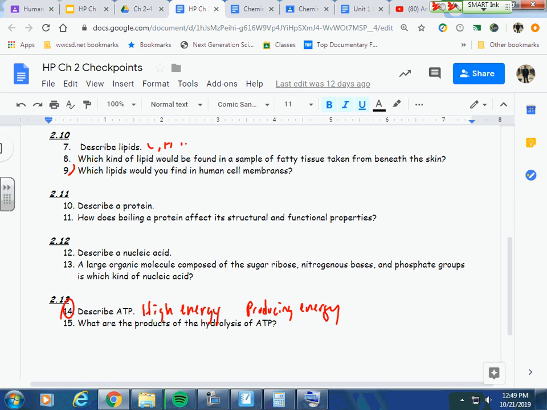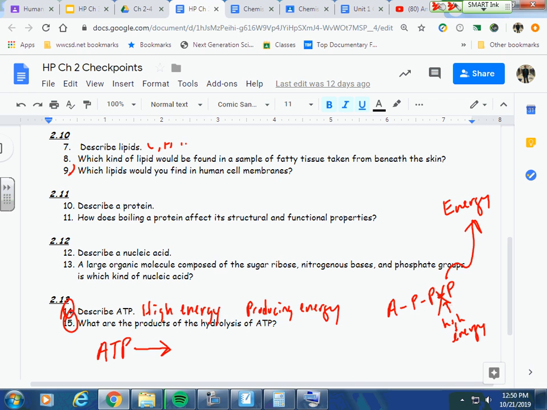So know that. And 15, so basically what we're talking about here is how is the energy actually produced in our body. And so what happens is we have ATP, which means we have adenosine, and then that's bonded to 3 phosphate groups. But this is a high energy bond. So if we break that, we get a lot of energy produced. And that's what this is talking about here.